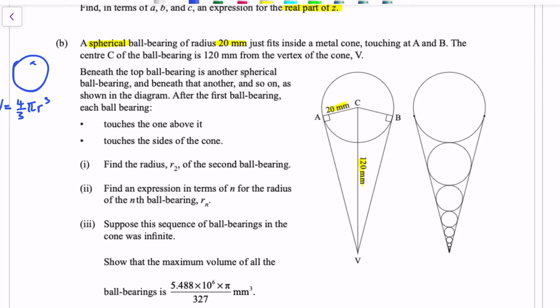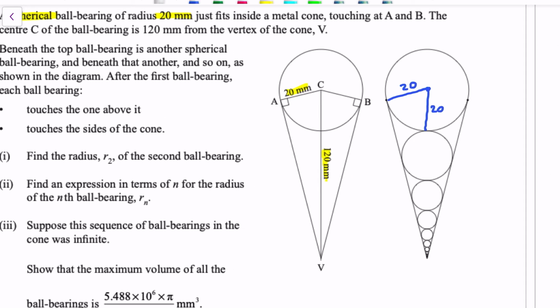Alrighty, so if we set up this diagram here, we know that this is 20. We know that that's 20. Actually, the centre's not in the right place. But if I draw a line out up there, that's 20, which makes this length here 100. And we're finding the radius of the second ball bearing, so R1 is 20.